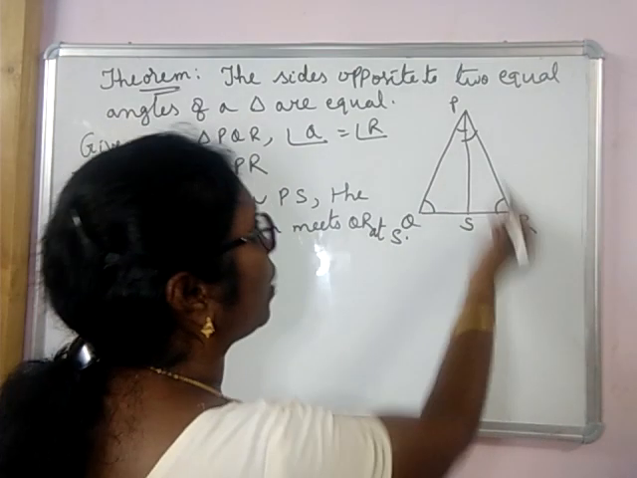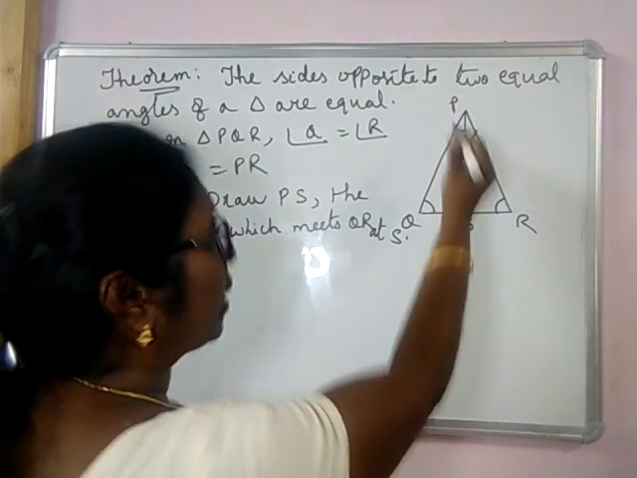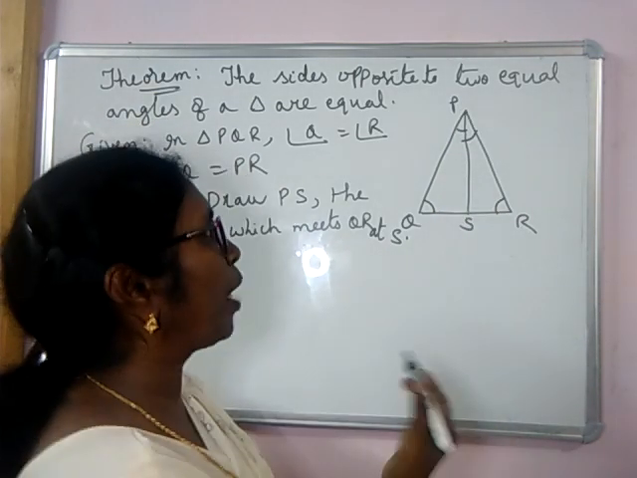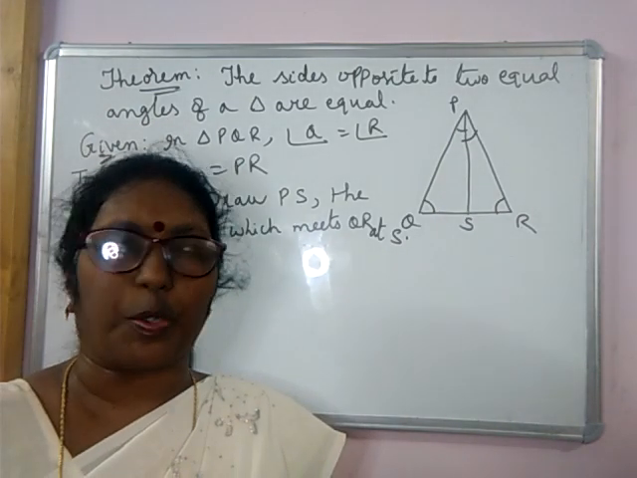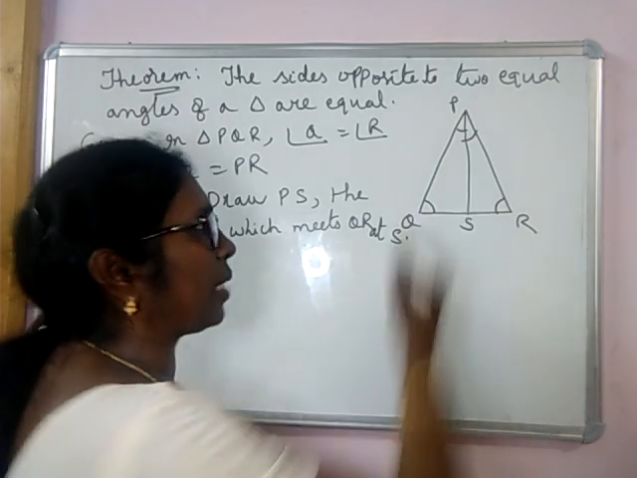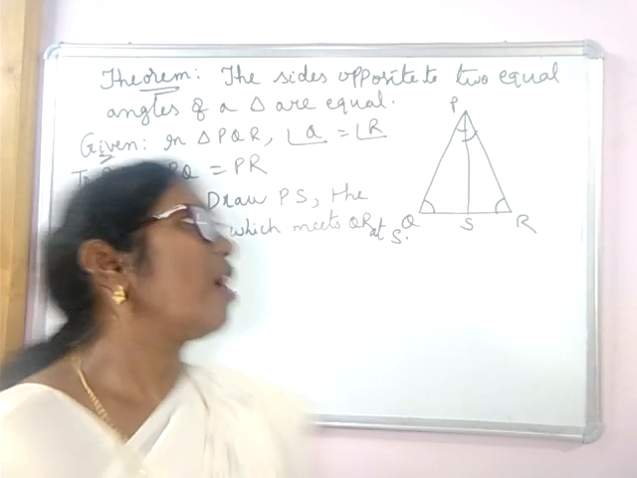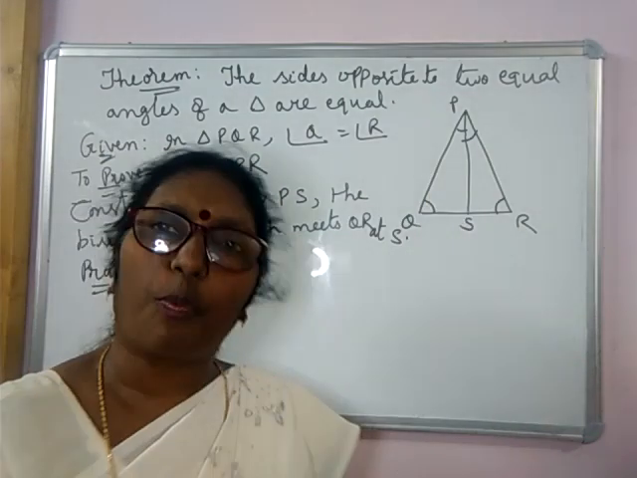These two angles are equal. These two angles are equal, by construction. And PS is a common side. We don't know whether PQ equals PR or not, that we have to prove. So under AAS condition, these two triangles are congruent. Once they are congruent, by CPCTC, PQ equals PR.